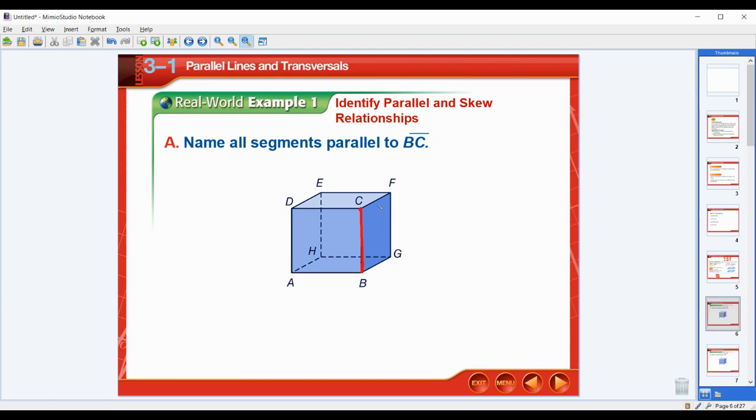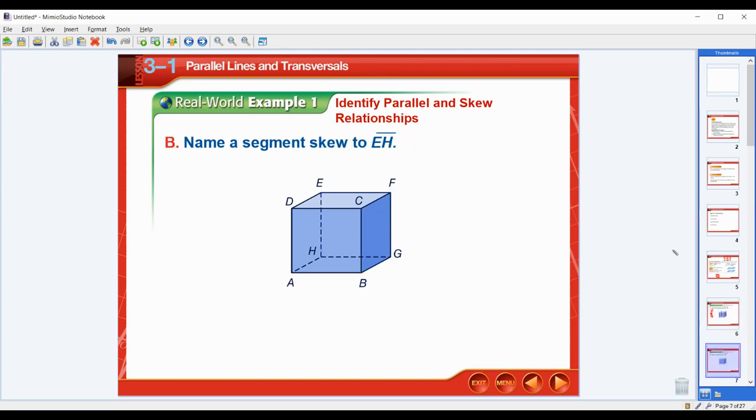So let's go ahead and look at it. Some other lines that go straight up and down would be AD. Another one here would be HE. And the last one here would be FG. As you can see, hopefully all three of these lines go straight up and down with our CB. Therefore, they will be parallel to our segment BC.